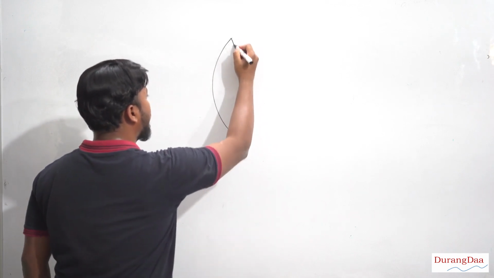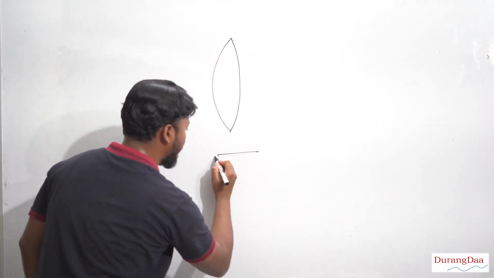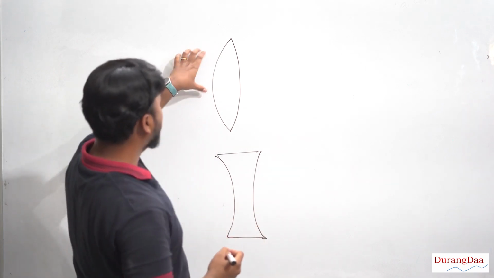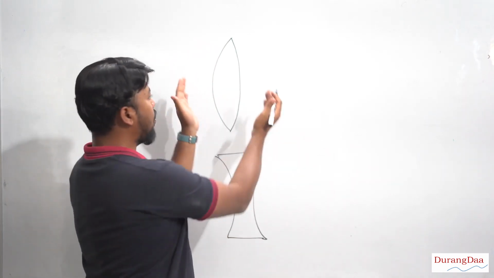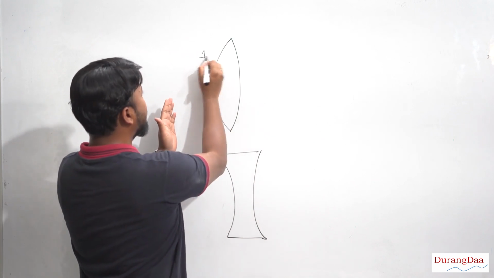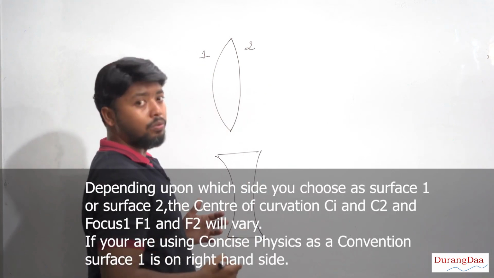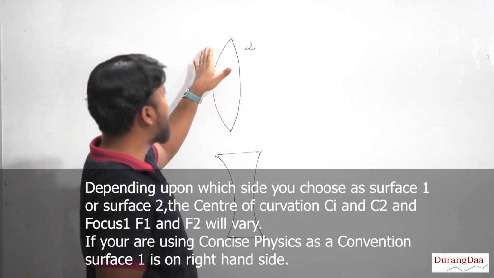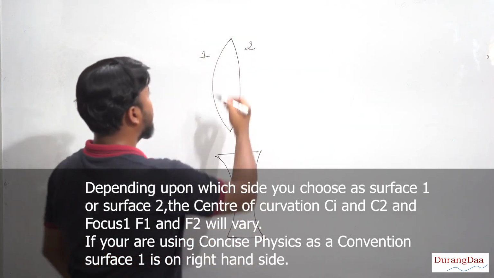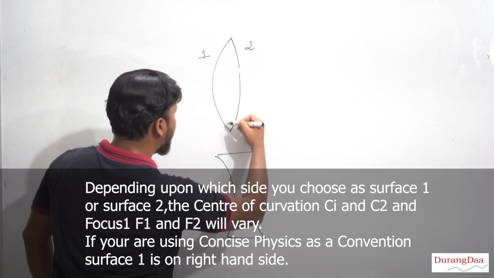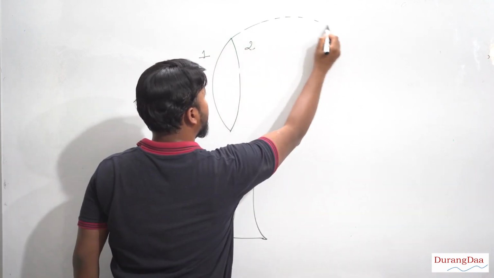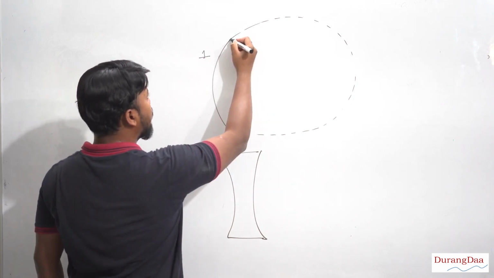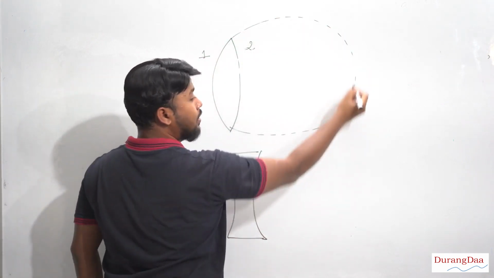Whether I draw a convex or whether I draw a concave lens, look carefully, it is actually made up of two sides or two surfaces. This is surface 1 and this side is surface 2. Now, because this is a curve, we can assume it to be a part of a big sphere. Say suppose surface 1 is actually a portion of a sphere. Surface 1 is part of this sphere.